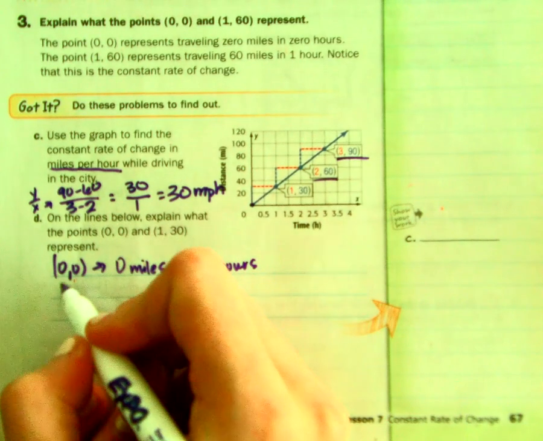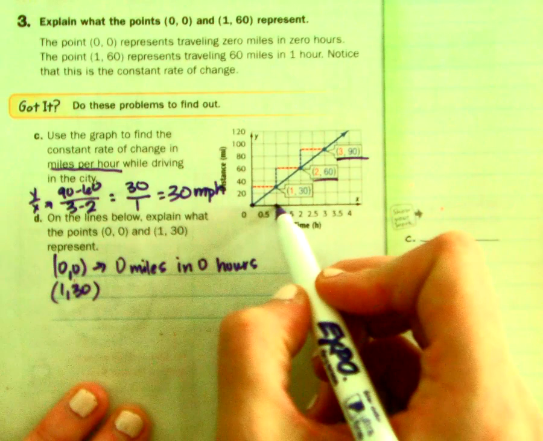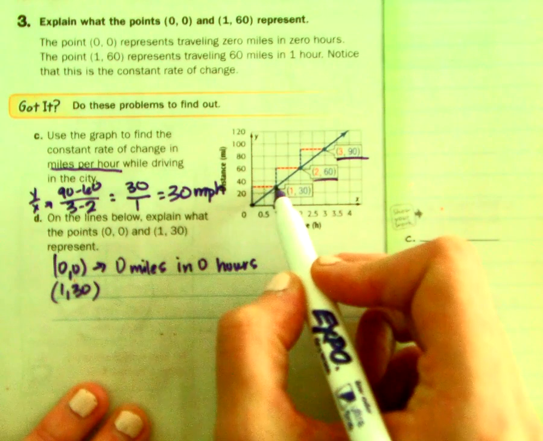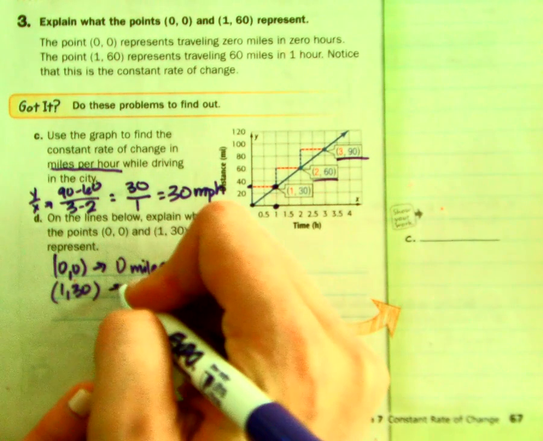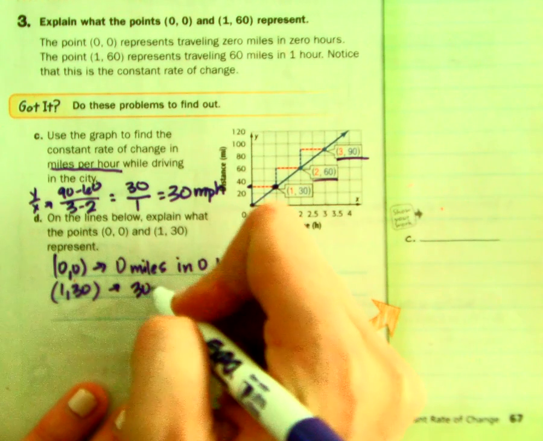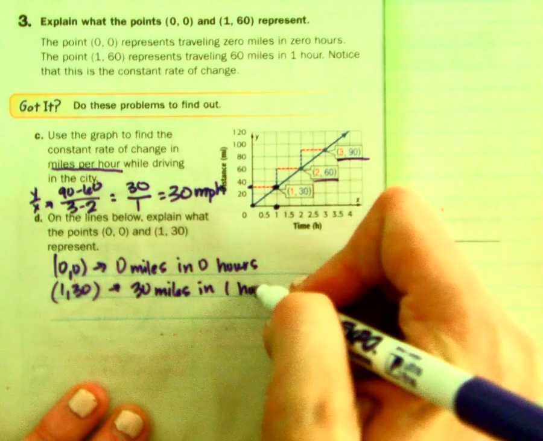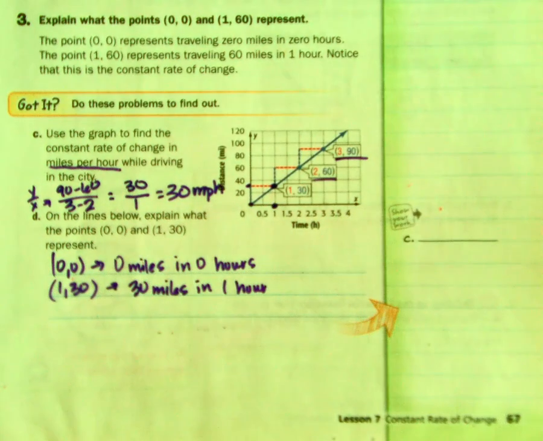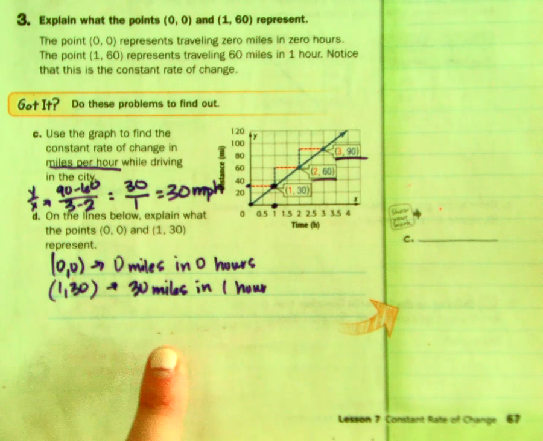And then it says point (1, 30). So again, I go to my graph. The 1 represents my number of hours, and the 30 represents my miles. So I would say we could travel 30 miles in 1 hour. So again, when you're analyzing the points or explaining what they mean, you have to figure out what each point corresponds with on the labels of the graph. What is it telling us? Point (1, 30) means we can go 30 miles in 1 hour.